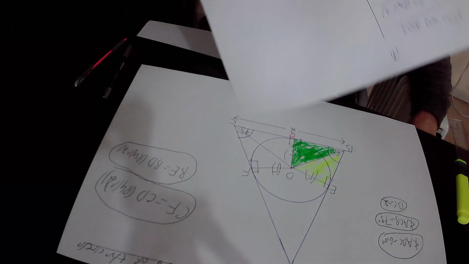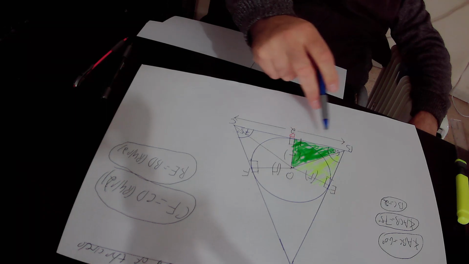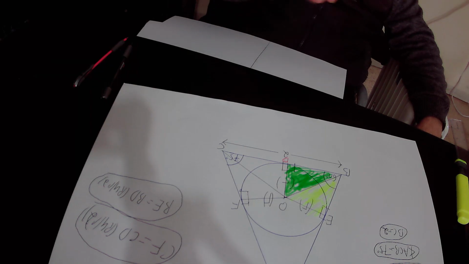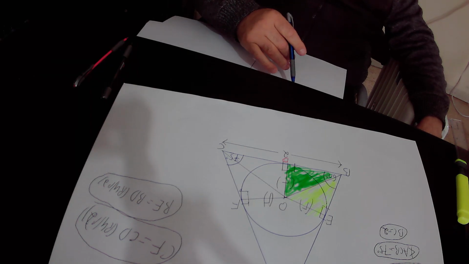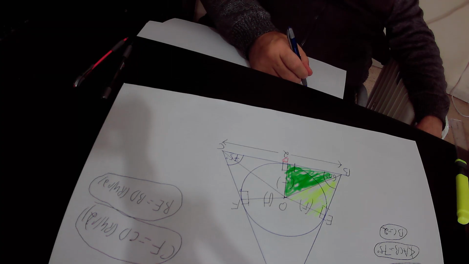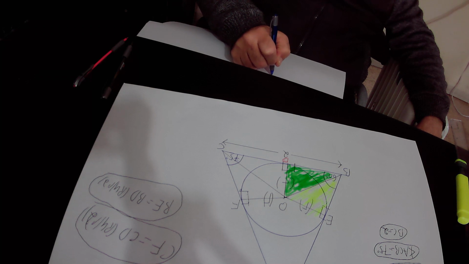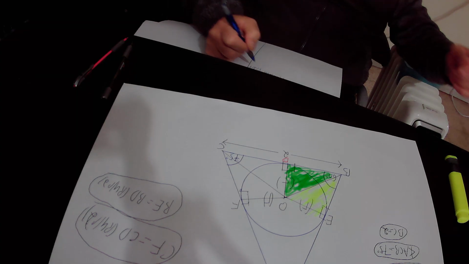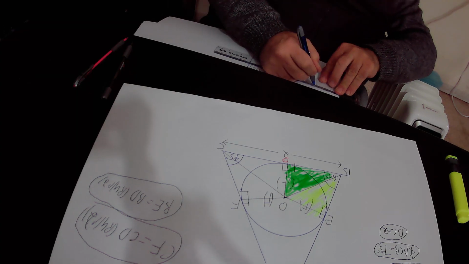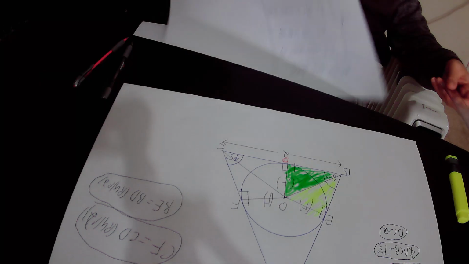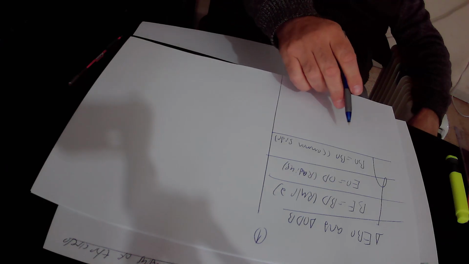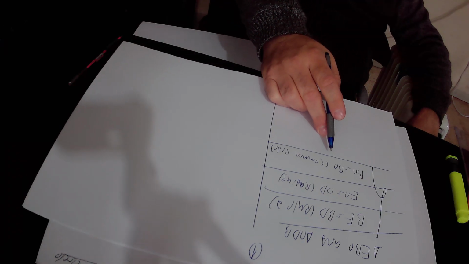And finally, side BO is a common side that belongs to both triangles, therefore you can write down that side BO equals itself as a common side that belongs to both triangles. So BO equals BO. Again, side BO equals itself as a common side that belongs to both triangles.